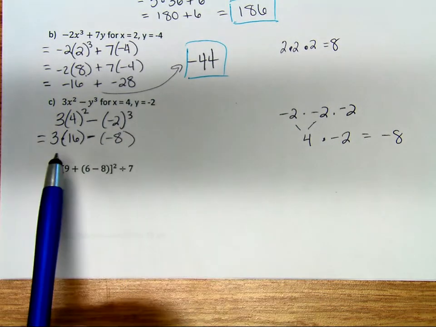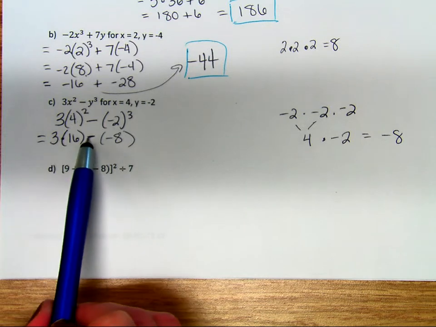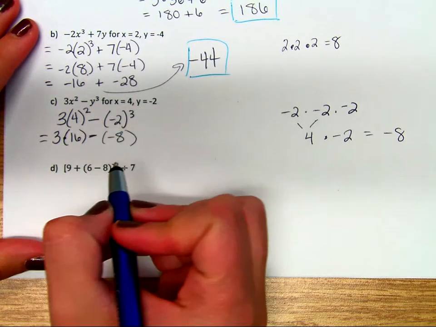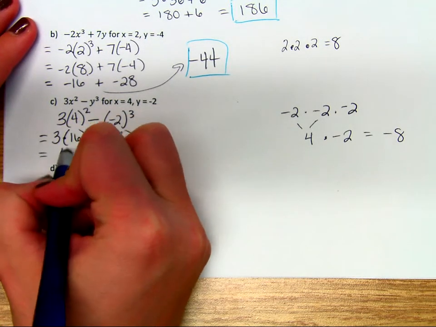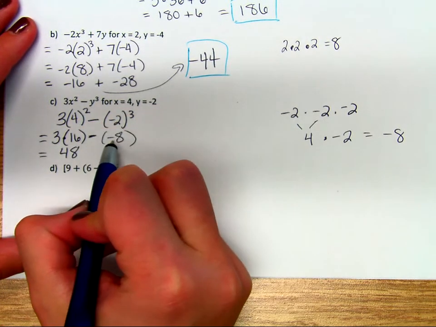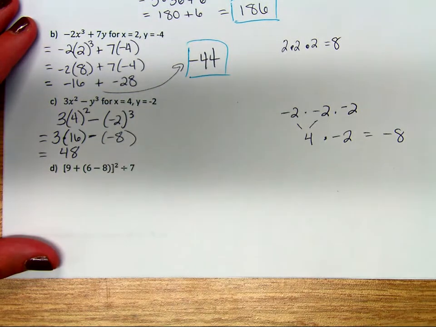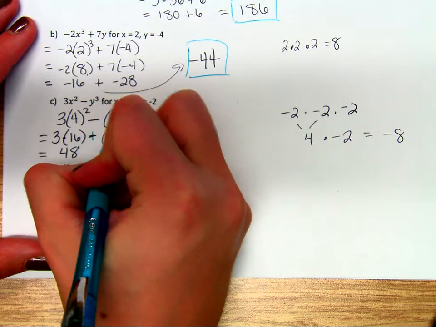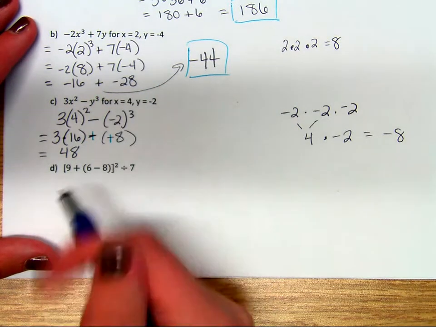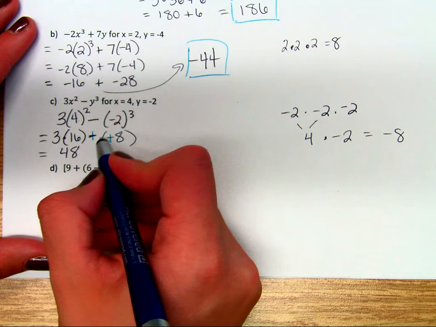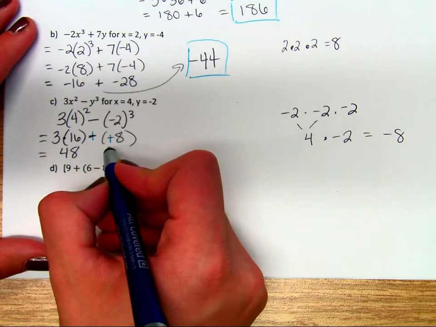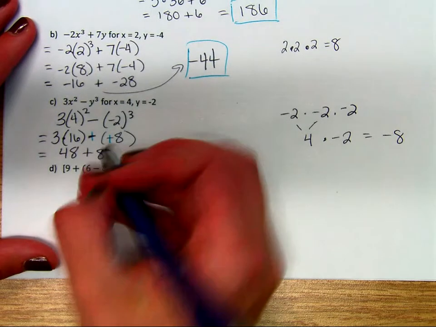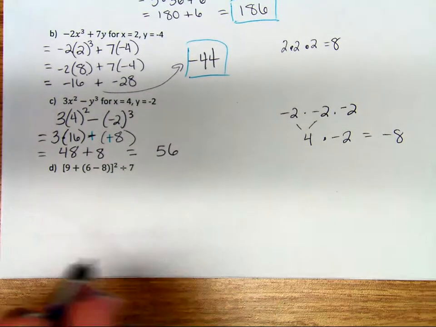Okay, next I have some multiplication here and subtraction, and that's it. So multiplication comes before subtraction, so I'm going to do 3 times 16. That gives me 48. And I'm going to change this minus negative 8 because I can use my keep change rule for subtraction. Minus negative 8 is the same as plus a positive 8. So I keep the 48 and then I change the operation, change the sign of the second number, and now I'm just doing 48 plus 8. 48 plus 8 is 56. So that's my answer.